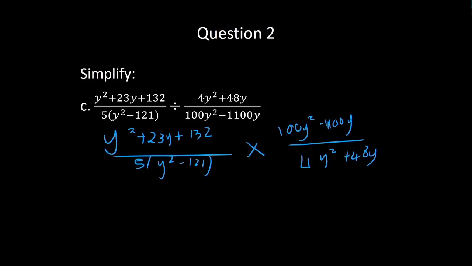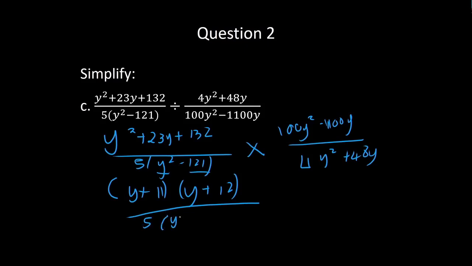Now the next step is to factorize each denominator and each numerator so that I can hopefully cancel common factors. In my first numerator, I can factorize using a quadratic trinomial. The factors of 132 are 11 and 12. 11 plus 12 is definitely 23. In the denominator, I've got y squared minus 121. Y squared is a perfect square, 121 is a perfect square. We've got a difference between them, so this is going to be a difference of squares.